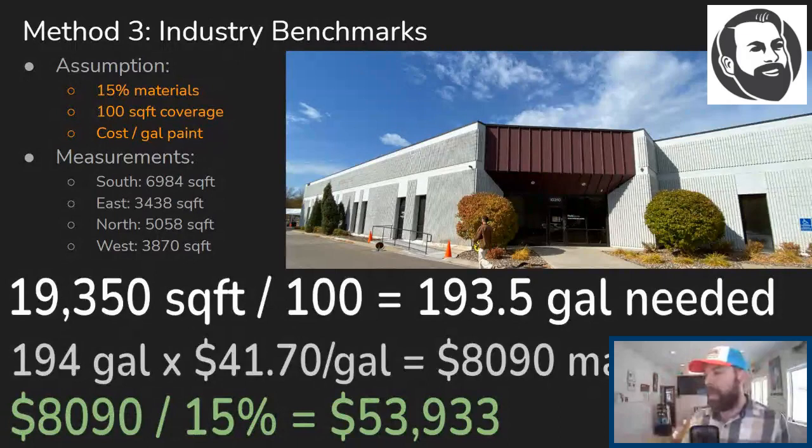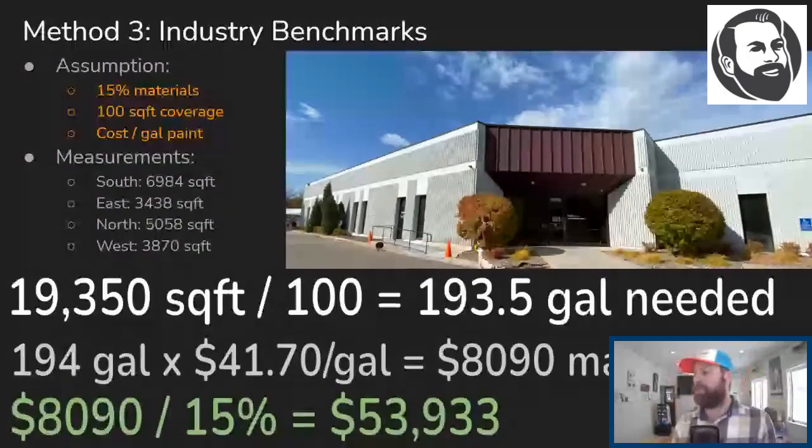I measured the outside of this building right here. You can see the square footage. We basically came up with about 19,350 square feet of total wall space of masonry on the outside. So if we divide that by 100, our coverage rate, that gives us an estimate of about 193.5 gallons we're going to need for one coat on the outside of this building. If we assign it a one coat process, we'll just round up to 194 gallons. I pay $41.70 for a gallon of Loxon.